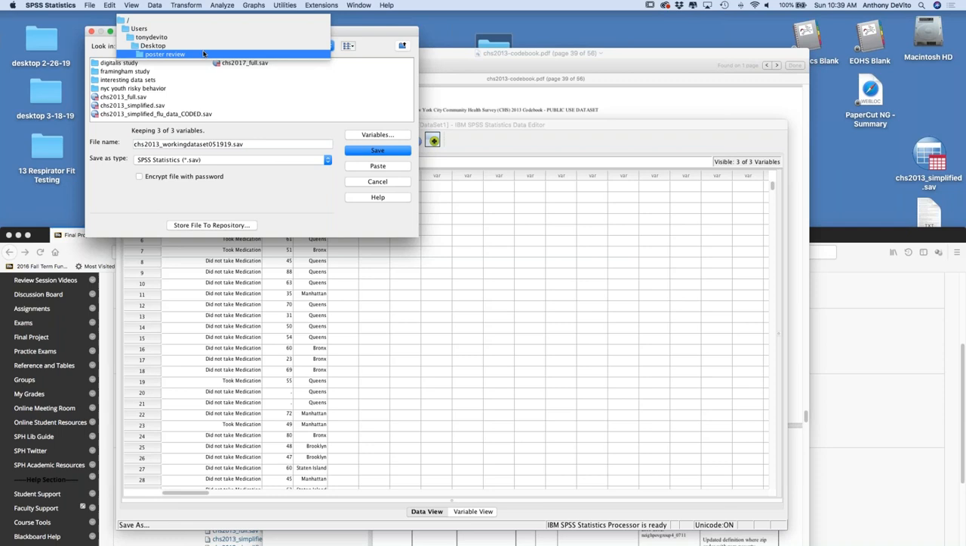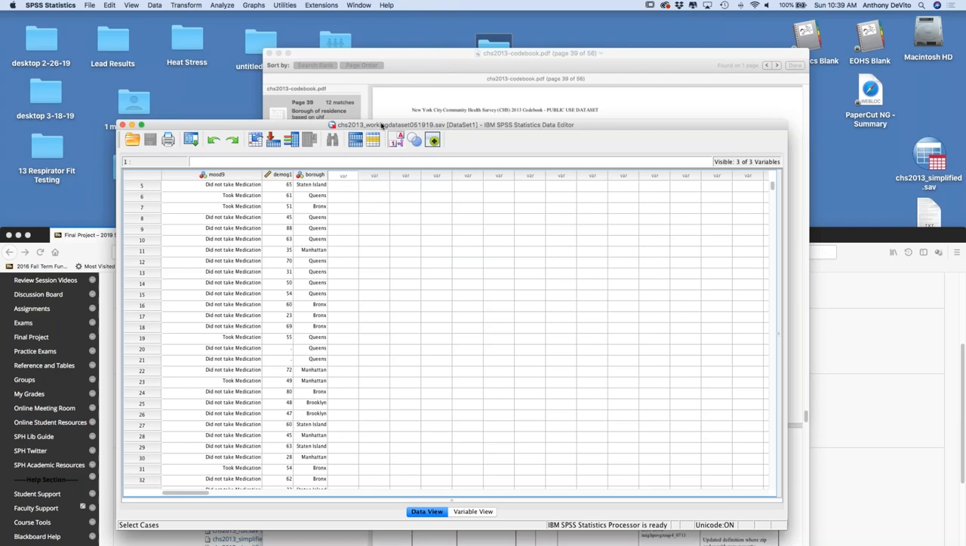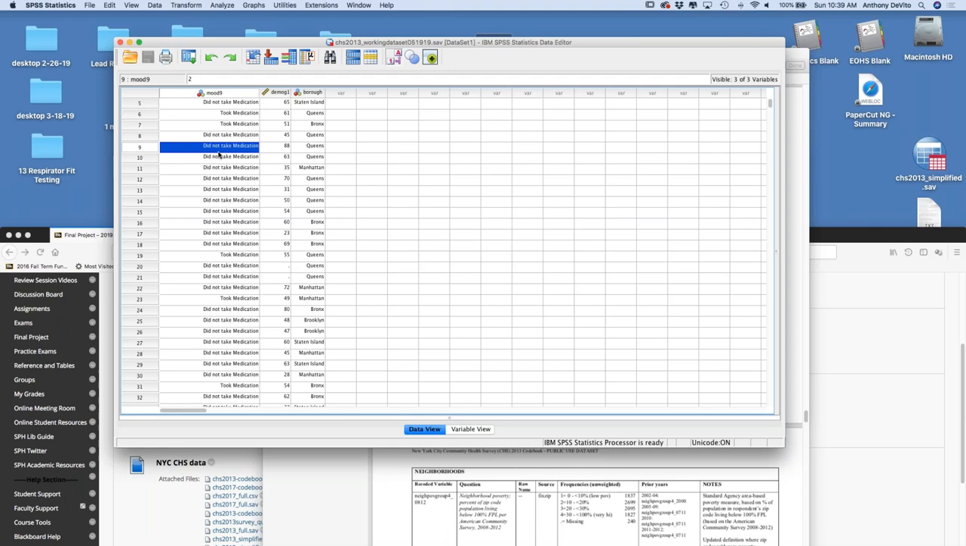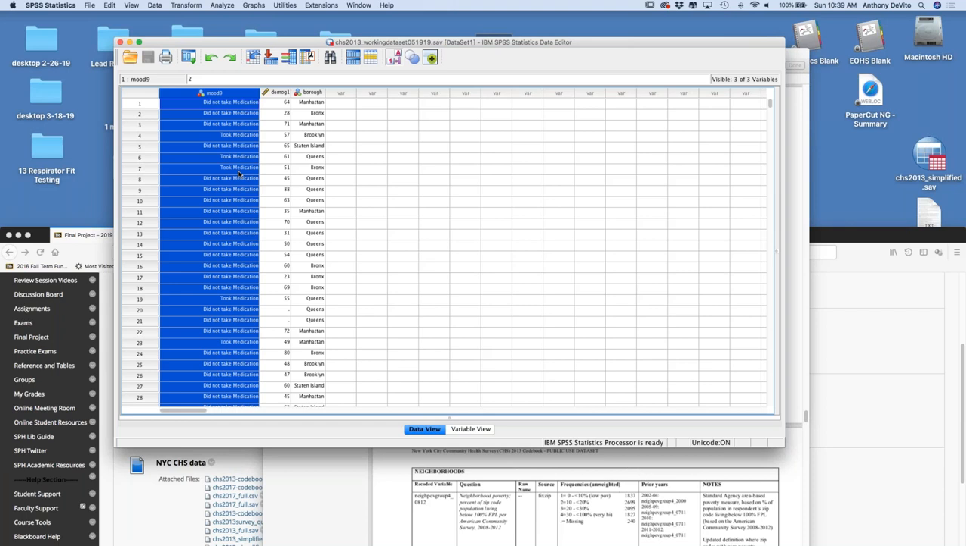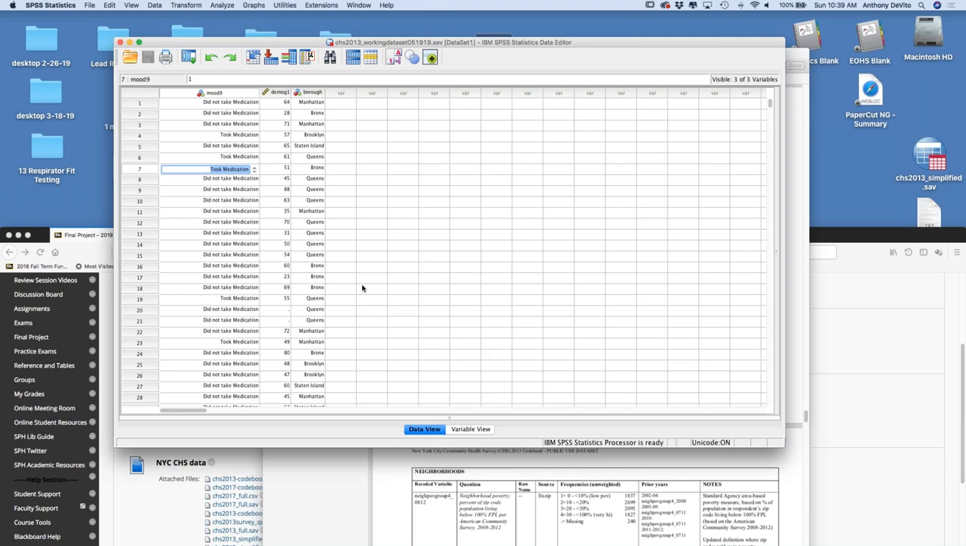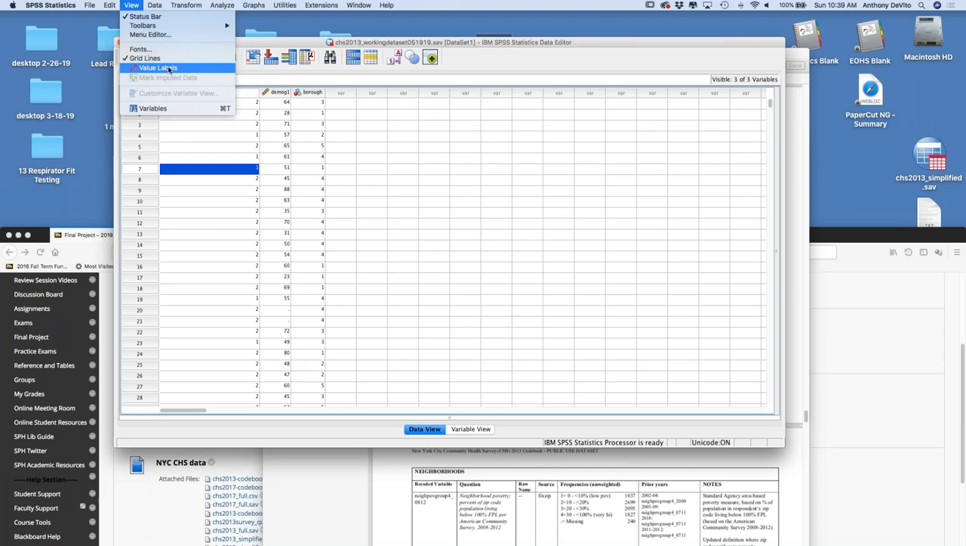Okay, so now let's see how I would approach analyzing this. Let's say that I wanted to know whether the average age of people who took medication is different from the average age of people who didn't take medication. Anyone want to hazard a guess for me? What kind of variable is whether or not you took medication? It was recorded as a number in the data view, right? I can go back and turn off the value label so you can see the numbers behind the scenes, or turn that back on. Right, it's a categorical variable.